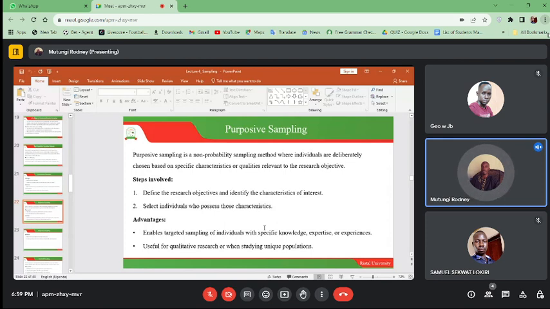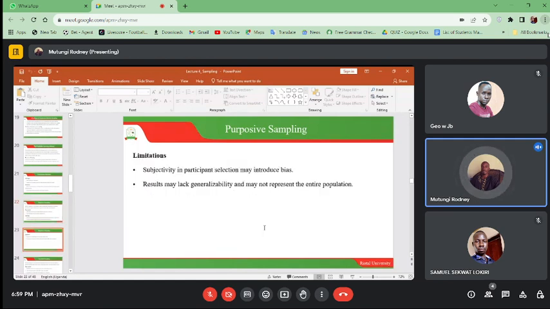So the advantage is that it enables targeted sampling of individuals with specific knowledge, expertise, or experiences, okay? Then it is also useful for qualitative research or when studying unique populations, okay? And we have talked about such a unique population, but in terms of qualitative research, you are going to get to those people who can tell you a bit more of what you need. Those nutritionists, those agriculturists in this case, will have more information than the laymen, than the other ordinary people. So they will give you in-depth information that you will need for your qualitative research.